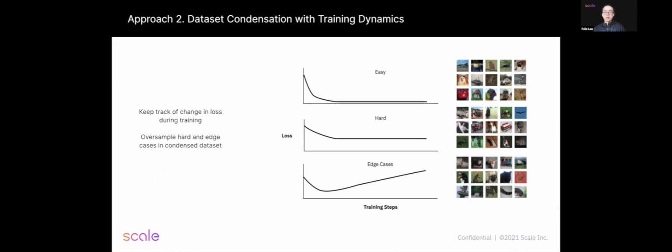These examples usually belong to the tail end of the distribution, where, for example, the object is in a non-typical orientation. With this categorization, we can then undersample the easy data points while oversampling the edge cases and the hard examples in the condensed dataset, such that the fine-tuned model will not forget about these rare examples.